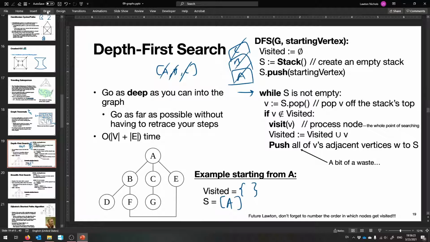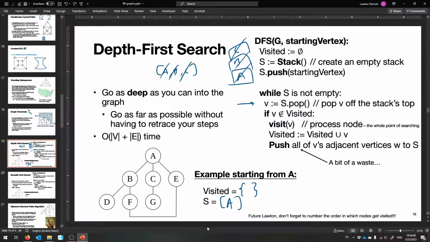Now it's time for the while loop to happen. It's going to take something out of the stack as long as the stack is not empty. And sure enough, it isn't yet empty. So the very first thing we'll do is pop the stack. So now we have A. We're going to take the A out, like pop it. Now we have A over here. We're calling it V up here. V is currently A.